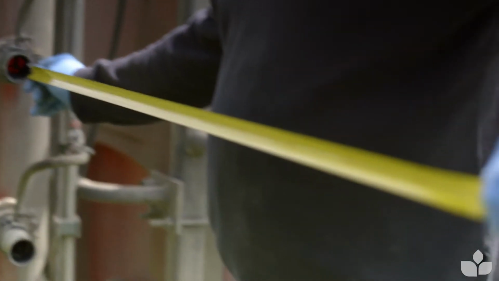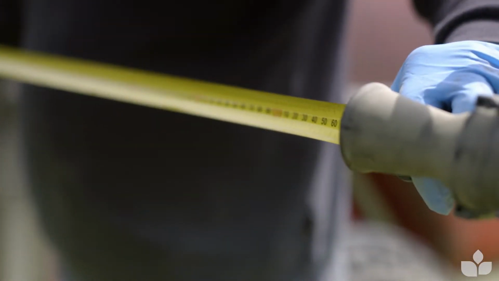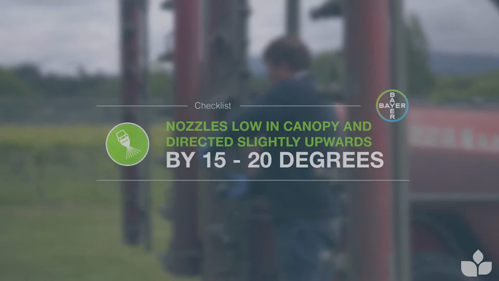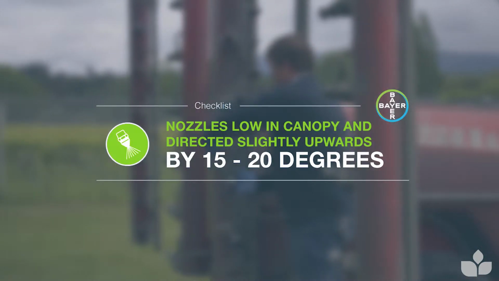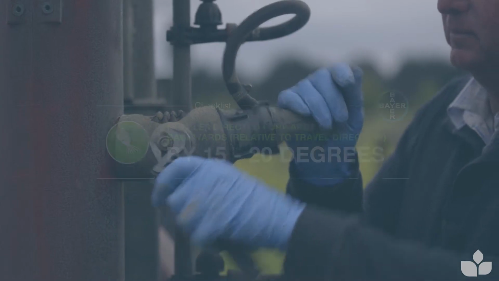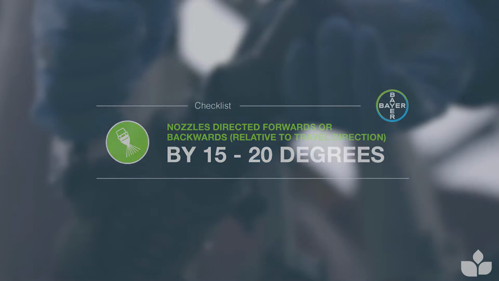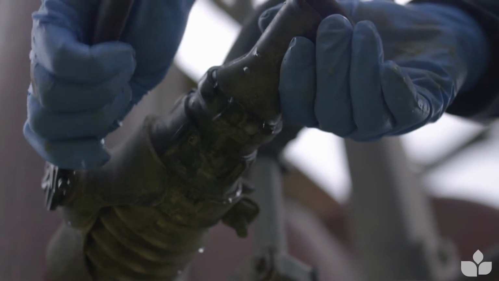And what we've learned from experience is in a grapevine canopy, it's always better for the nozzles low down in the canopy to actually be directed upwards slightly, about 15 to 20 degrees. And if possible, about 15 to 20 degrees either forwards or back angled relative to the direction of travel, almost never directly to the target.